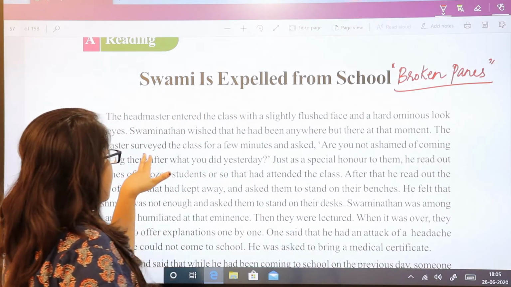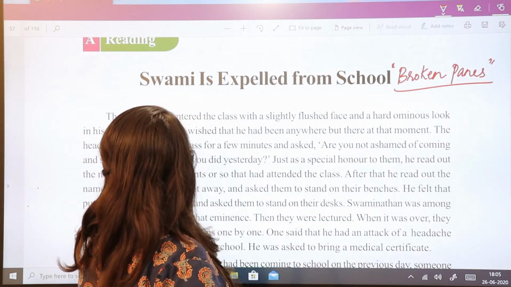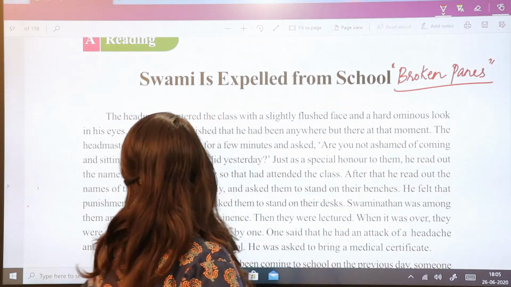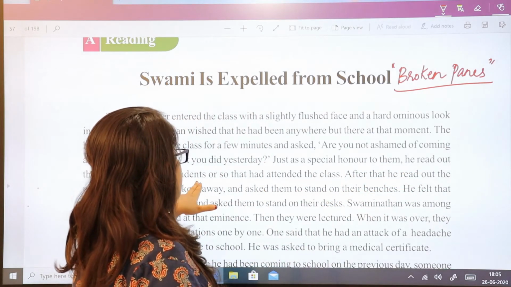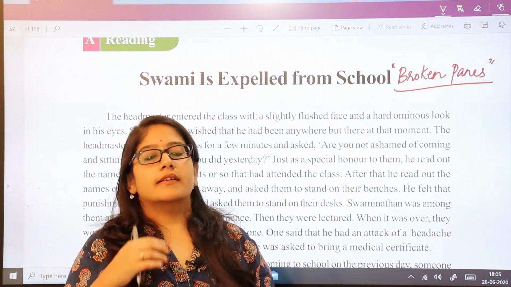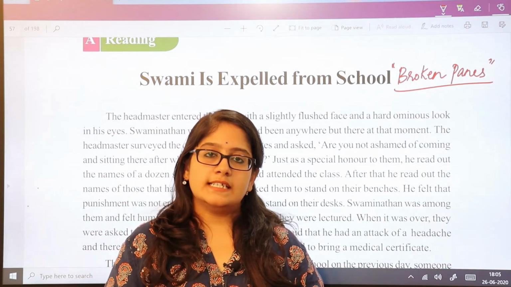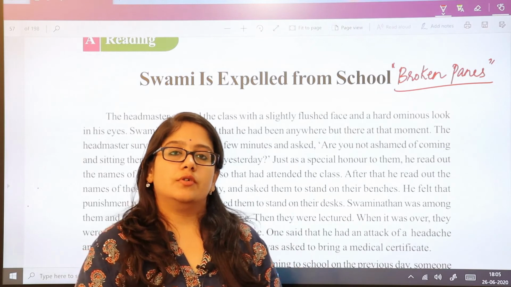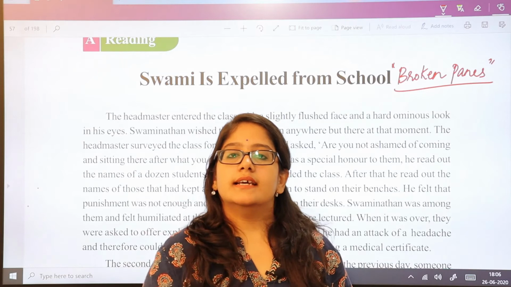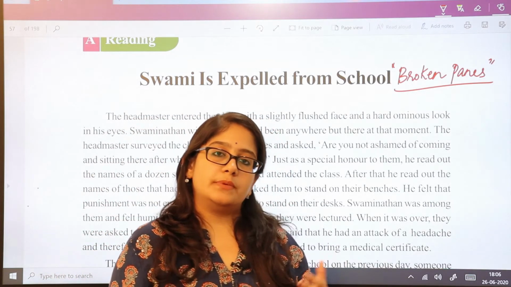The headmaster surveyed the class for a few minutes and asked, "Are you not ashamed of coming and sitting there after what you did yesterday?" Just as a special honor to them, he read out the names of a dozen students or so that had attended the class. So what happened? Now the headmaster is very angry and he asks the students whether they were not ashamed of being present after what they did yesterday. And he calls out the names of the students who were present the previous day.